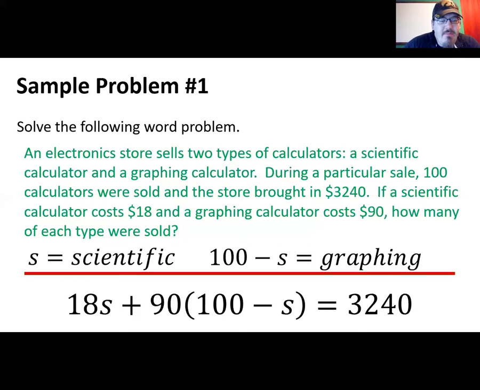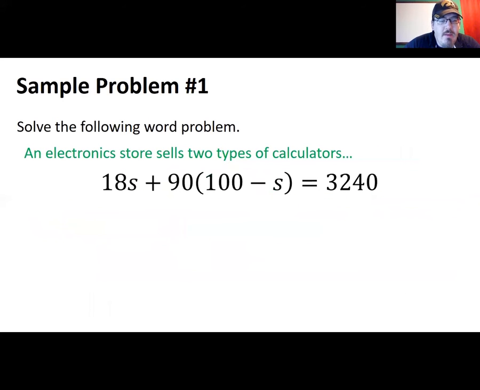All right, so now that I've got my equation set up, now we can go ahead and solve it. So we can get to the meat of the problem in terms of coming up with what our solution is. So I've just rewritten the equation. Several things that we need to do in this case. One, we need to do some distributing. So if I do that first, we get 18s and then plus 9,000 minus 90s. So we got rid of the parentheses.